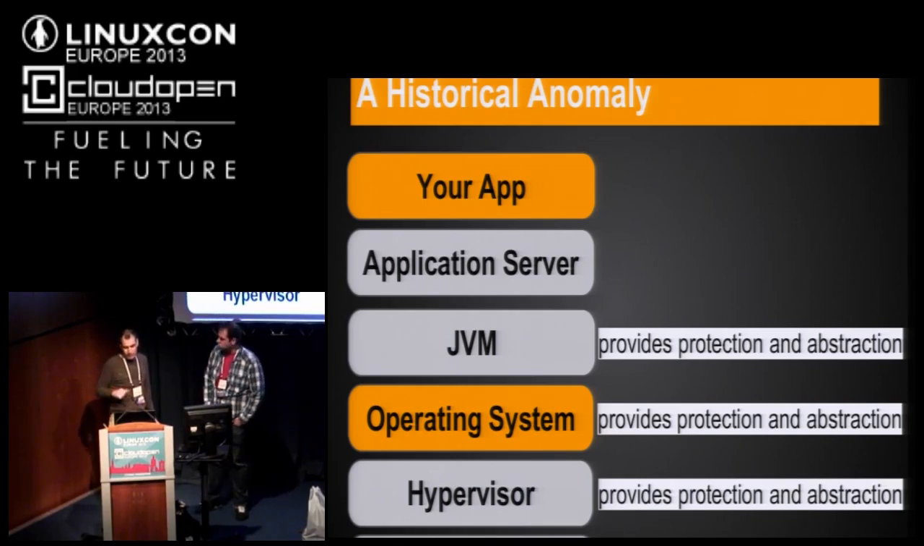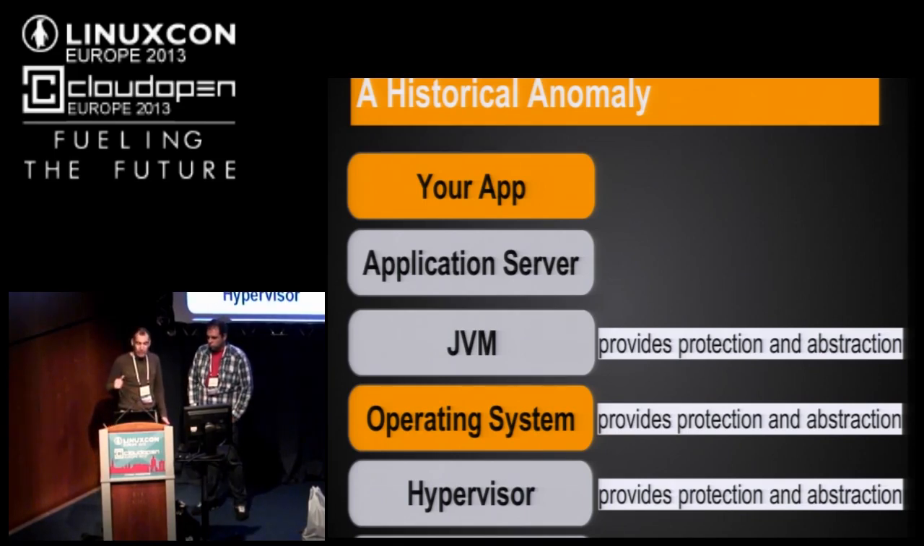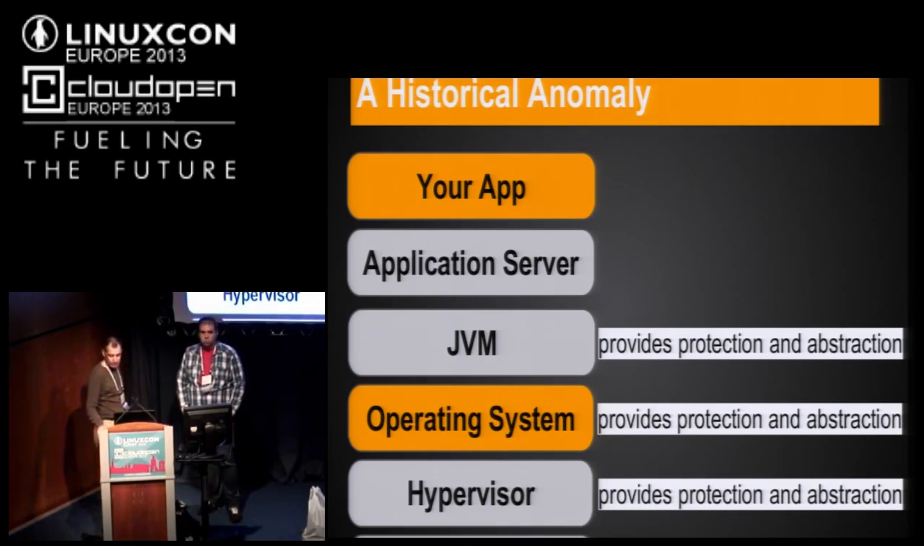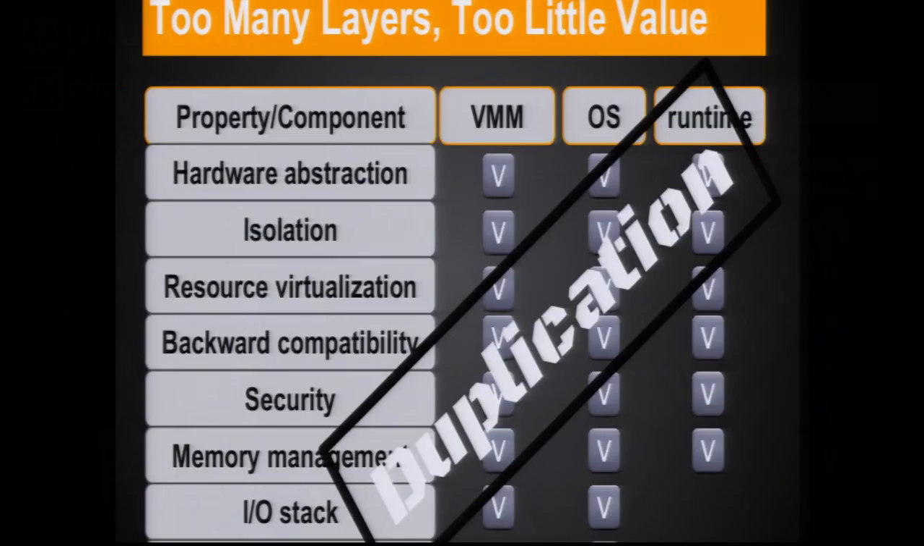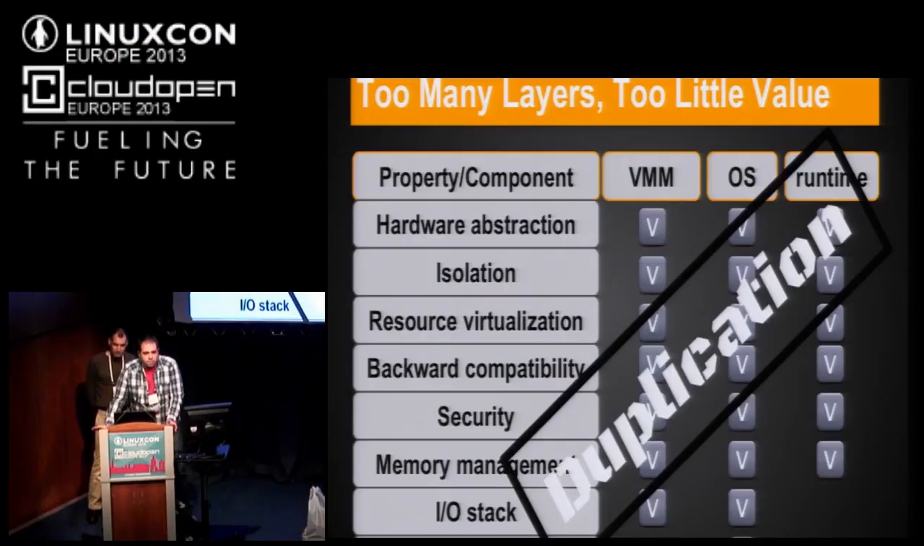Each layer does the protection, and this is all duplicated. And we all know what duplication means. It means enlarged footprint and inefficiency and more things to manage. So that would be okay, as Avi said, if it came for free.